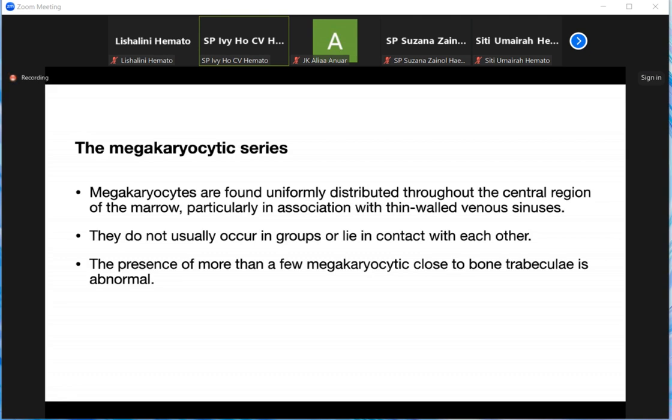Now let's go to the megakaryocyte series. The megakaryocytes are usually found distributed uniformly throughout the marrow spaces, without forming groups or being very close to each other. Normally they stay away from each other. They have their own personal space, we call that. If you see a group of megakaryocytes staying close together, or staying close to the bone, beware, this is a sign of abnormality.